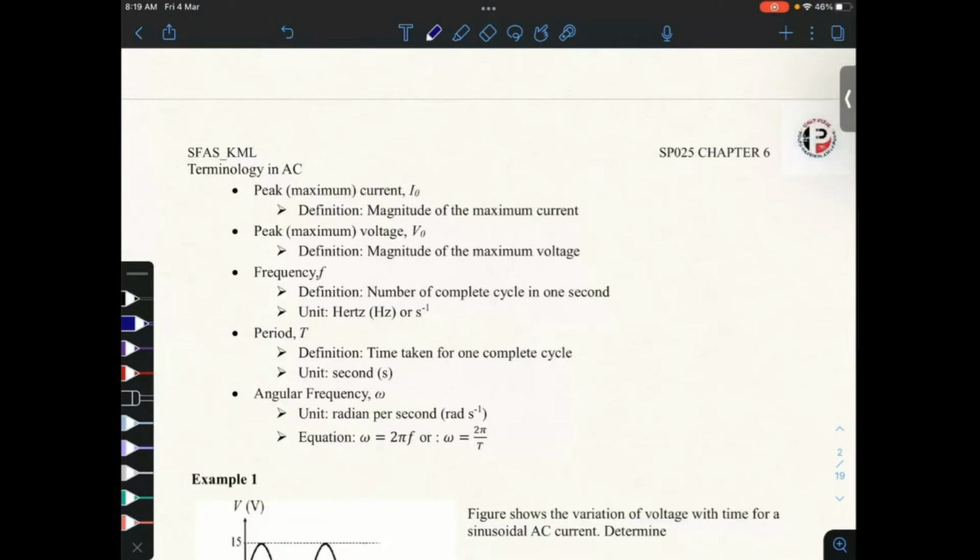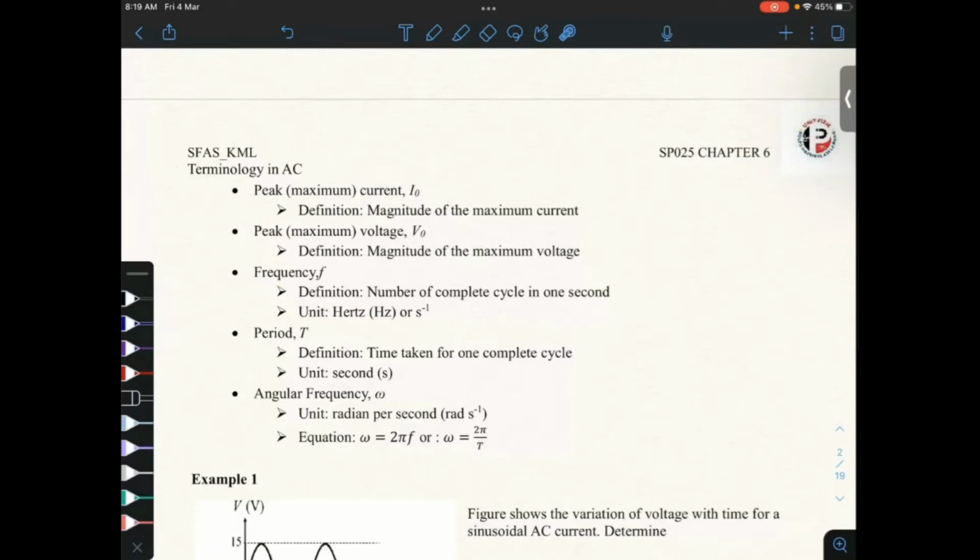Alright, so kita nak tengok pada beberapa terminology in the AC that you must be aware. Okay, the first thing adalah peak ataupun maximum current. Simbol yang kita guna dekat sini adalah I0. What is the definition of peak ataupun maximum current ini adalah magnitude of the maximum current, iaitu itu adalah nilai current yang paling maksimum that you can reach in that particular circuit.